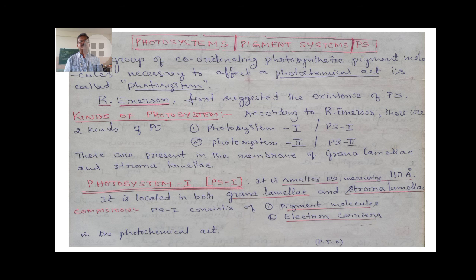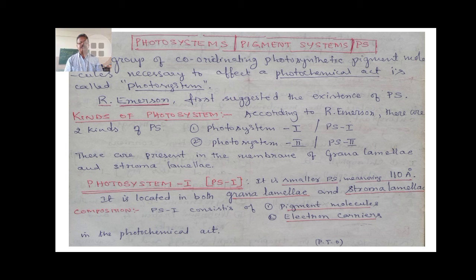Okay, and the second one is photosystem 2 or PS2. When compared to PS1, it is a larger photosystem measuring about 185 angstrom. It is located in the surface or membrane of grana lamellae of the chloroplast, and it is also made up of two things: pigment molecules and electron carriers, as we saw in PS1.